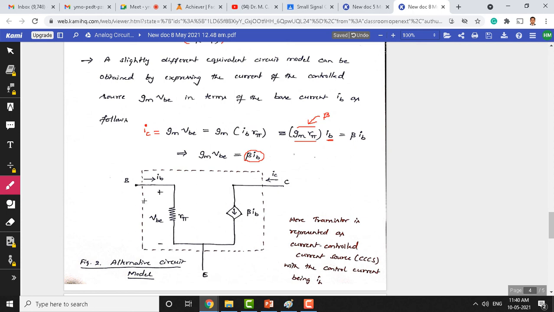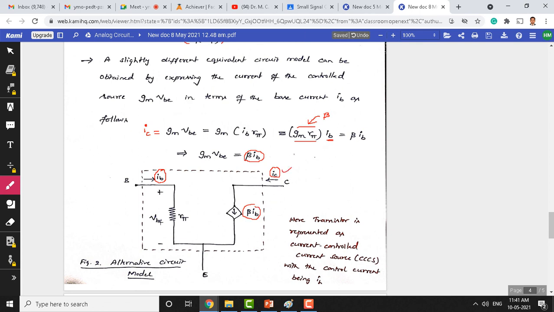So instead of VB here, let us assume that the input is an AC base current IB. Then the corresponding output current is now beta times IB. The collector current flowing here is proportional to beta times IB. This is a dependent current source. Any change in the base current changes the collector current here.